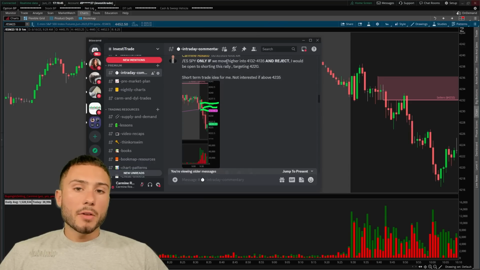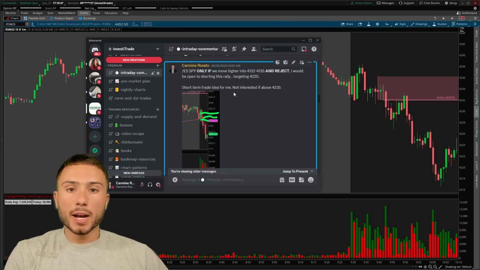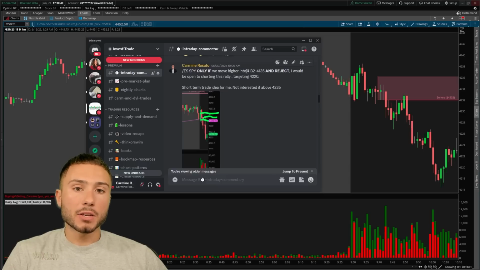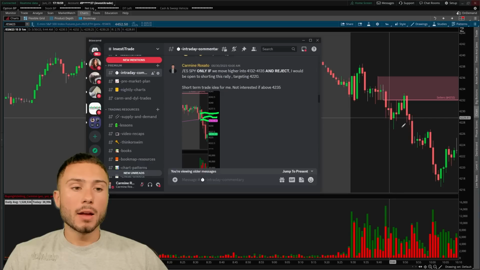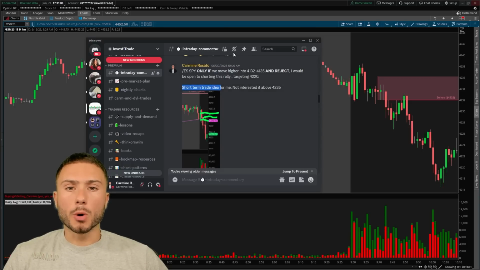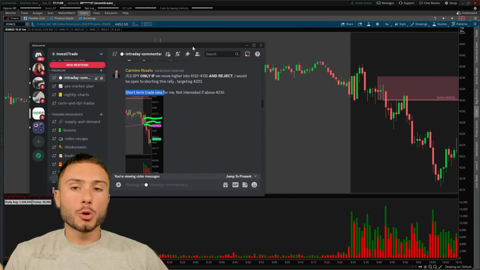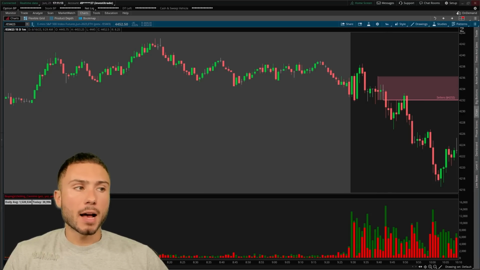So now that we understand this, let's go back to this trading plan where if we rally into 4132 to 4135, that's our where component, and reject, that's seller stepping in, when and why, then we're open to shorting the rally, targeting the low of day around 4220 for a very quick 12 to 15 point scalp, which was a very short-term idea for me. I love short-term scalping, quick momentum moves by spotting buyers and sellers on the tape.